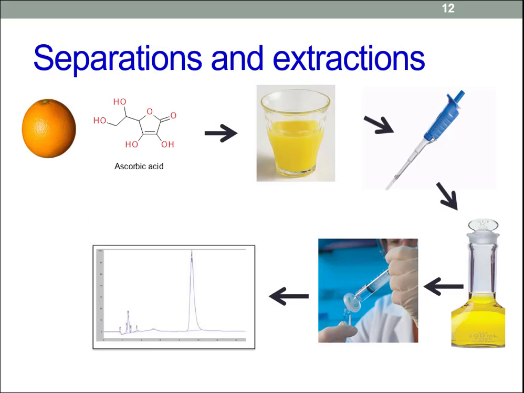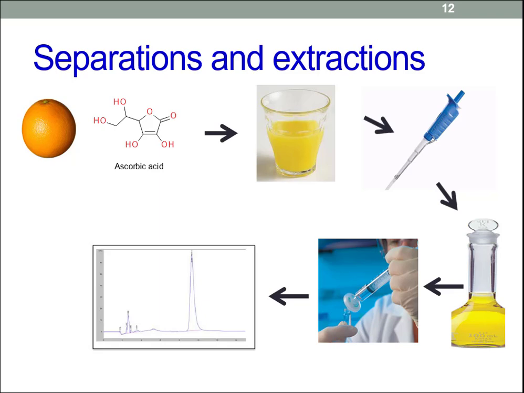One thing we always need to do is separate what we're interested in from the matrix which it contains, in this case an orange. To analyse the vitamin C, we need to extract it from the orange. Then we analyse using HPLC. This is quite easy because ascorbic acid, that's vitamin C, is soluble in water. We use a food blender to produce orange juice. We need to be careful not to heat the sample up too much because vitamin C is damaged by heat.